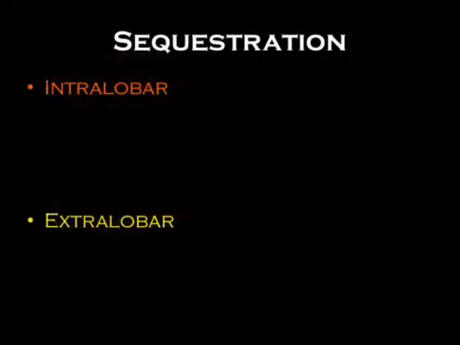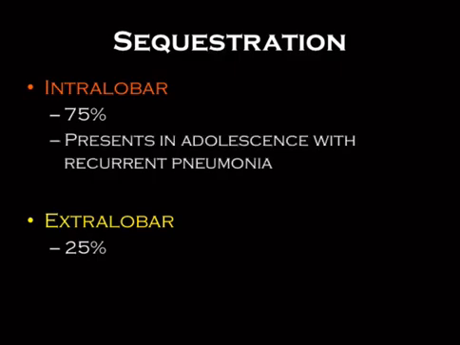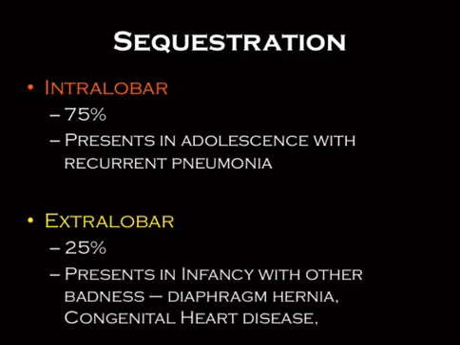So thing to know about sequestrations, there are two types, and because there are two types and they're slightly different, they lend well to multiple choice. The intralobar type is much more common. It's about 75%. It presents as an adolescent or a young adult with recurrent pneumonia. Extralobar is more associated with other stuff, so it tends to present earlier in infancy. Think about congenital heart disease, especially cyanotic heart disease with extralobar sequestrations.